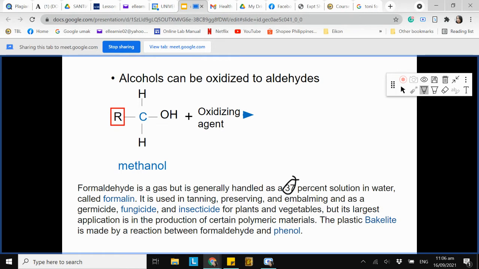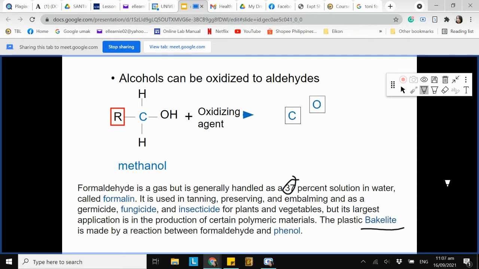Okay. Now, formaldehyde is also used in the production of bakelite. Ito po yung kauna-unahang plastic natin, which pave way to the production of Tupperware, production of Orocan. So, lahat ng mga plastic, dyan po nagsimula kay bakelite. Kung wala si bakelite, wala tayong plastic ngayon. Okay? So, yan.